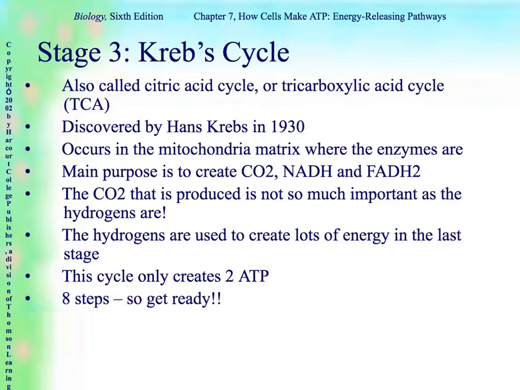The main purpose of the Krebs cycle is to create carbon dioxide, NADH, and FADH2. We're not going to make a lot of ATP in this stage. The key components is making the NADH and the FADH2, because then those will be turned into ATP later on. The carbon dioxide that's produced is not so important as these hydrogens. The hydrogens are used to create lots of energy in the last stage. This cycle only creates 2 ATPs. There are 8 steps. Here we go.